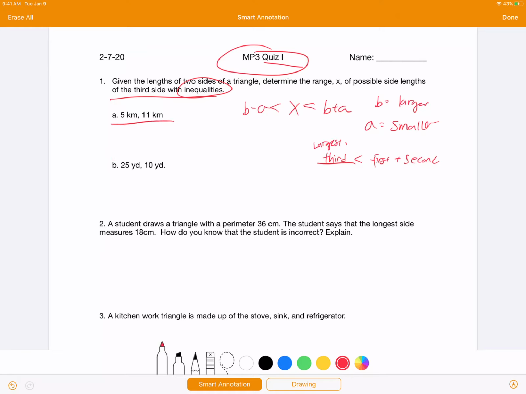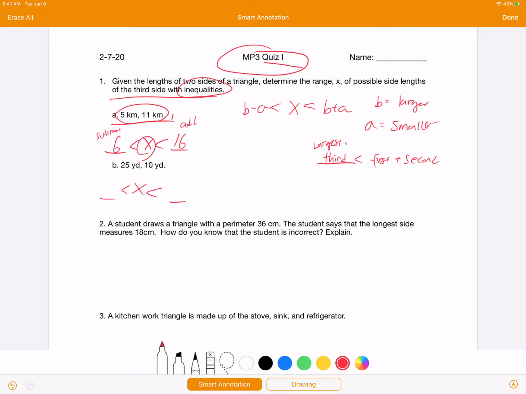So here, if I get 5 and 11, I'm going to give an inequality format like this: x is between these two. I'm just going to fill out the blanks here. So x is between 6 and 16, because you just have to subtract them and add them. And if x is anything beyond that, it's not going to be a triangle.